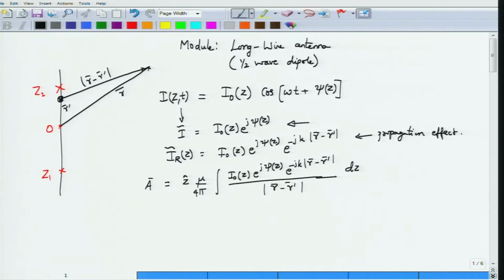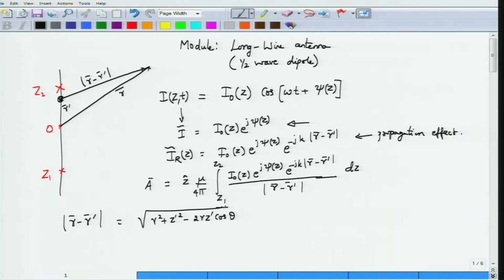Now, pay attention over here, because this is where we introduce one of the most useful approximations that we are going to use in antenna analysis. The integration limits are z1 and z2, but coming back to the approximation, it is the approximation to the distance |r minus r prime|. If you treat r and r prime as two vectors, the law of cosines tells me that this magnitude is the square root of r squared plus z prime squared minus 2 r z prime cos theta.